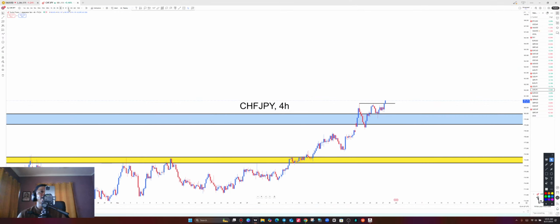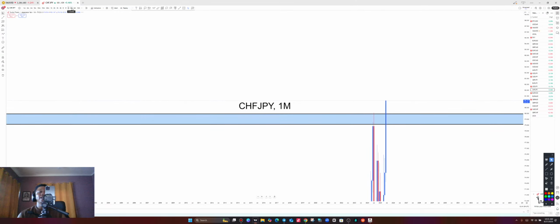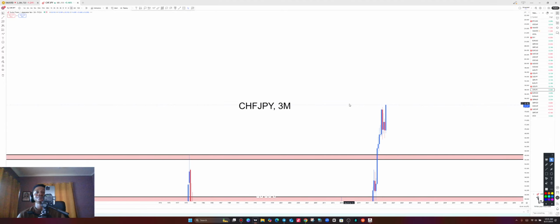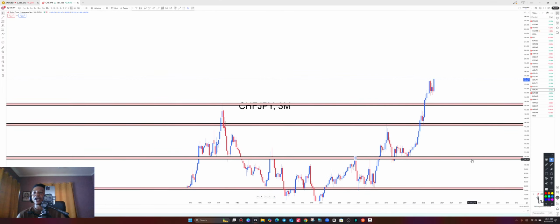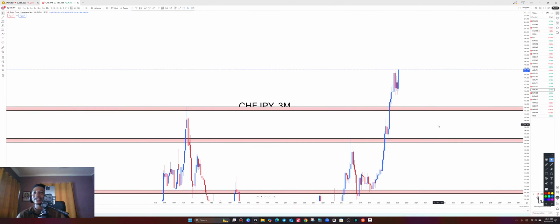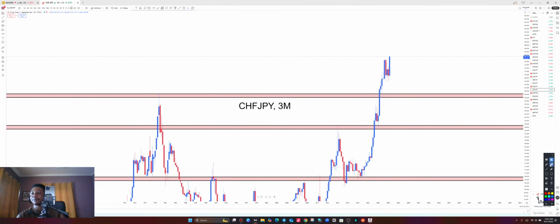We have analysis and entry on this pair. Yes, let's talk about this first. So this is Chef JPY on the 3 months time frame. What is price doing on the 3 months? We have the upper zone, the middle zone, and then the lower zone. Price has broken above all levels. A break above the monthly resistance level here, and also a break above the next resistance level, pushing price all the way to the upside.